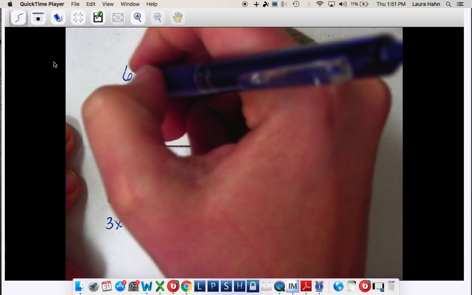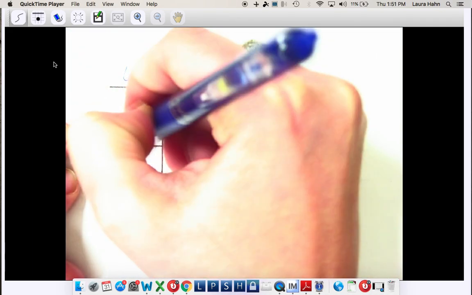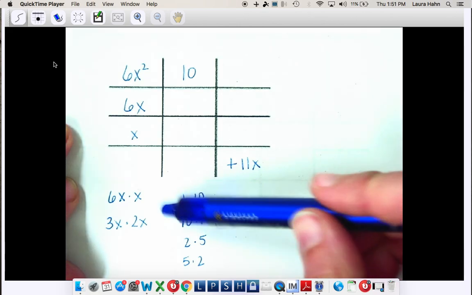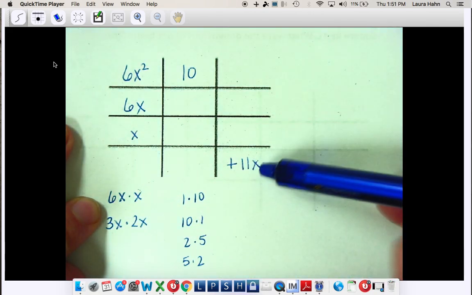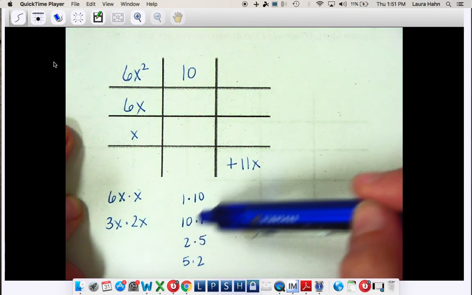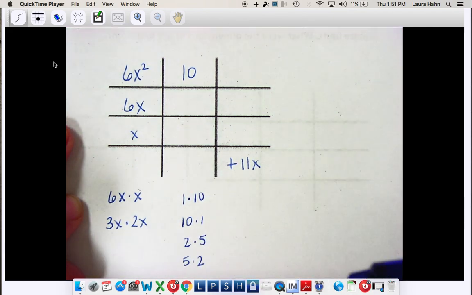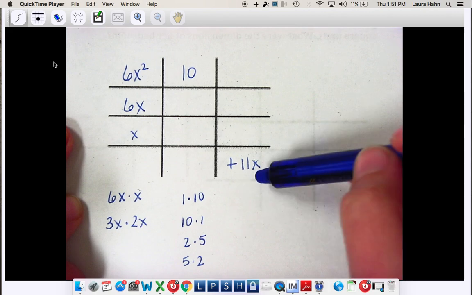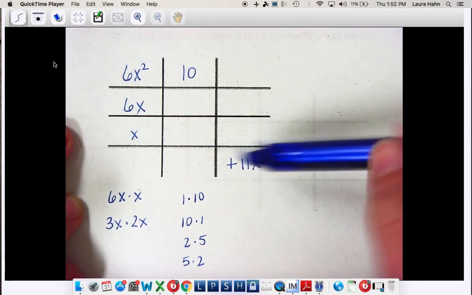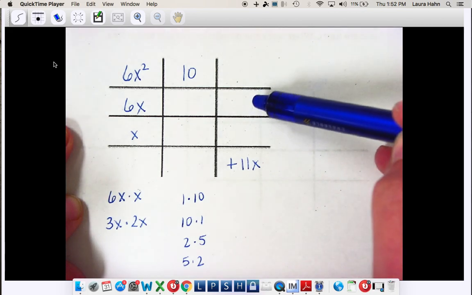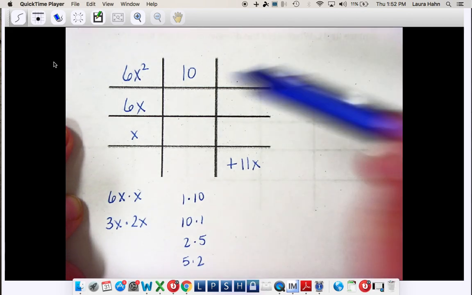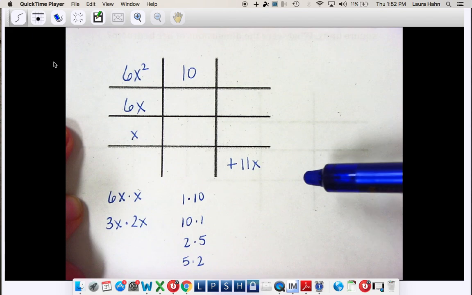Okay, 6x and x. So really what we have to do is check it with all of these to see if I can come up with something that's 11x. So I don't really want to check all these different options. So kind of use your head a little bit. Now I'm trying to get to 11x. I know if I put a 10 right here, that's going to give me 60. And it's kind of hard to get from 60 to 11. So I don't really want a 10 right there.